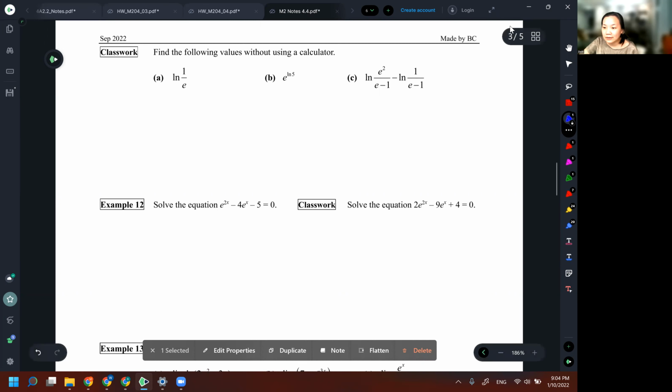Okay, the answer. I asked one student and she should tell us all the answers. A, B, C, all of it. Justina. For A, it's -1, B is 5, C is 2. Yes, -1, 5, and 2. Good. Let's continue.